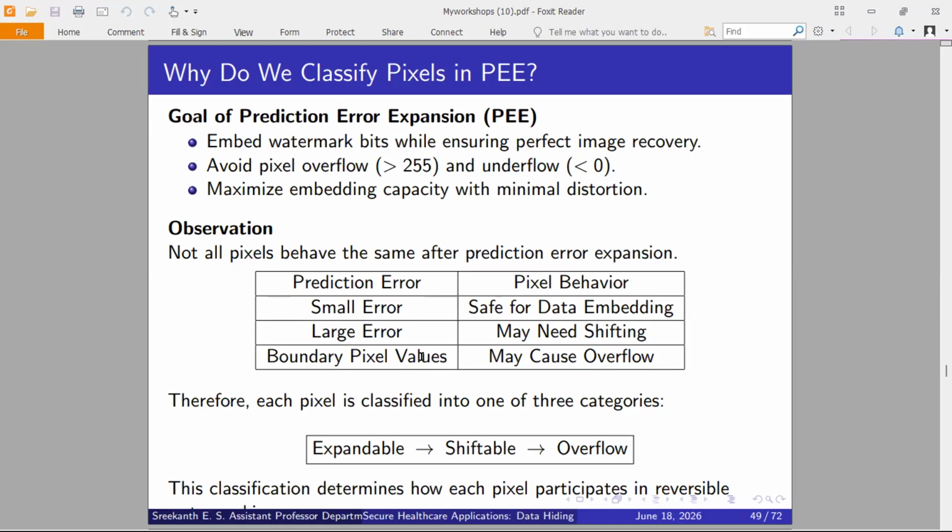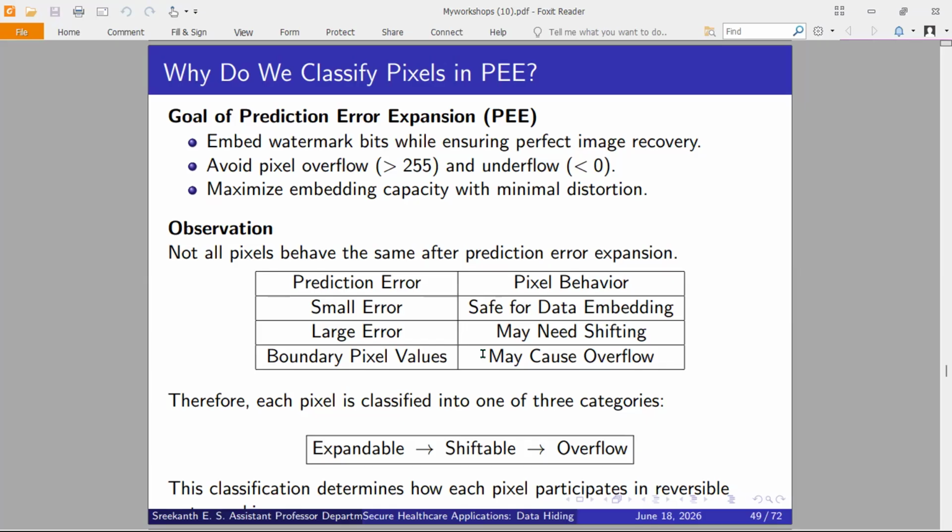Then you may also skip some pixels because of the overflow condition. It is not causing an error as such, but the problem is overflow: it is going out of the valid intensity range. So these are different classifications we need to identify and communicate to the receiver. Then only exact recovery is possible. I am again telling you, all these are applicable in reversible watermarking.